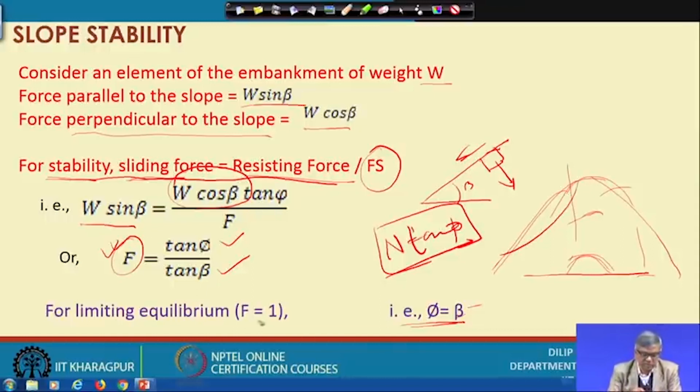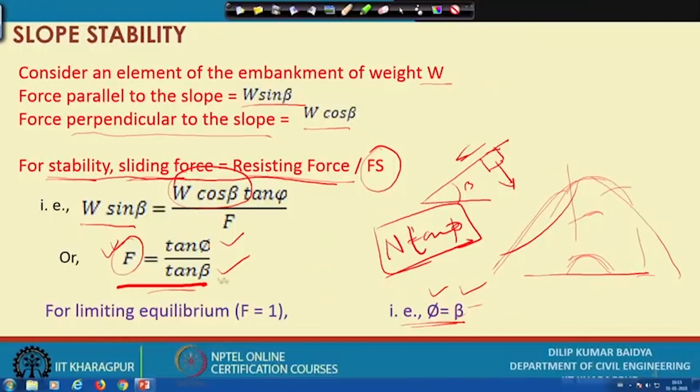So, factor of safety is 1 means phi equal to beta. This is a very simple thing we have considered. We assume a slope, and we have considered a small mass on the slope, and I considered its equilibrium. From there I have tried to equate the forces, with the requirement of factor of safety greater than 1, and then ultimately I get this expression. If you take F equal to 1, then I get phi equal to beta.